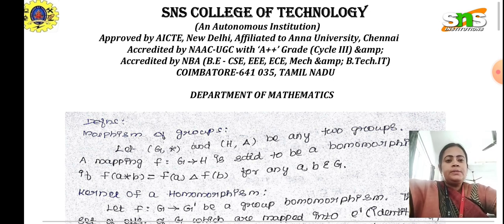So homomorphism is nothing but you have to consider two groups (G, star) and (H, delta), some other notation. So if you consider a mapping f from G to H, it is said to be a homomorphism if f of a star b is equal to f of a delta f of b for any a, b belongs to G. Suppose you consider the same operation star, you get f of a star b equal to f of a star f of b. So this is the definition of homomorphism.